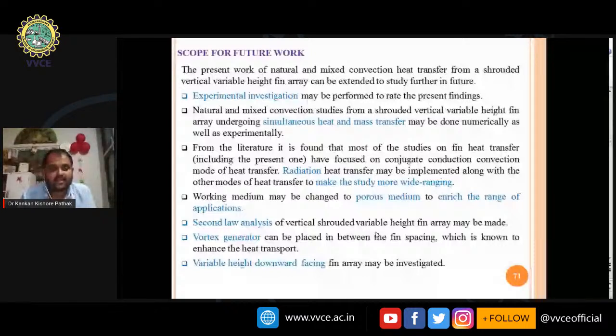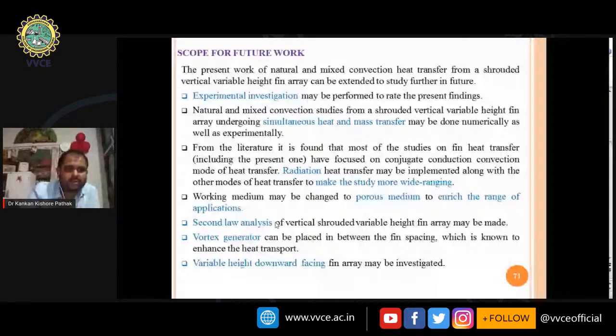Now we can add a vortex generator, which can be placed between the fin spacing, which is known to enhance the heat transfer. The variable height downward facing fin array may be investigated. So with the help of this, people can choose this research work in their MTech master's degree course, and in case of the PhD also they can select this type of work for the future.